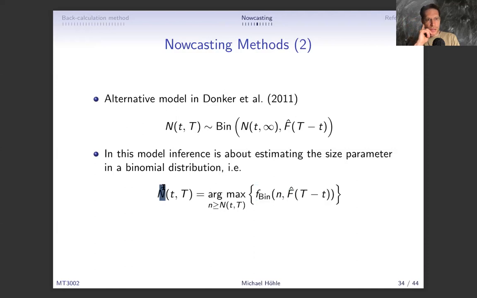I'm sorry, here the hat needs to go. No, sorry, the infinity needs to go here. That's a mistake. I should have written infinity here. Right. So that's one way to do the estimate.